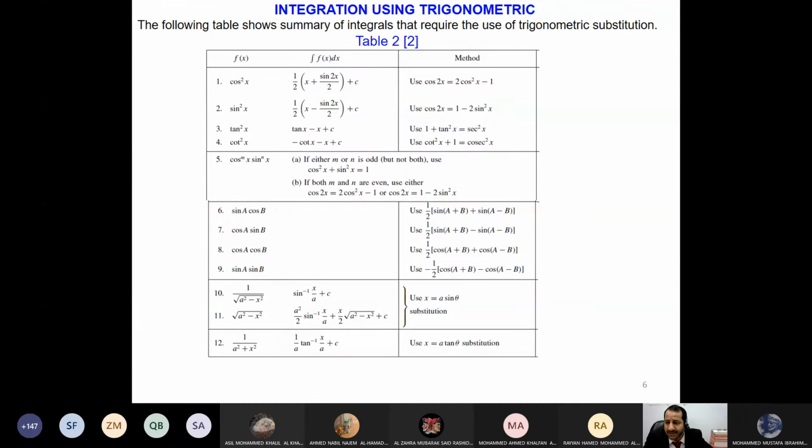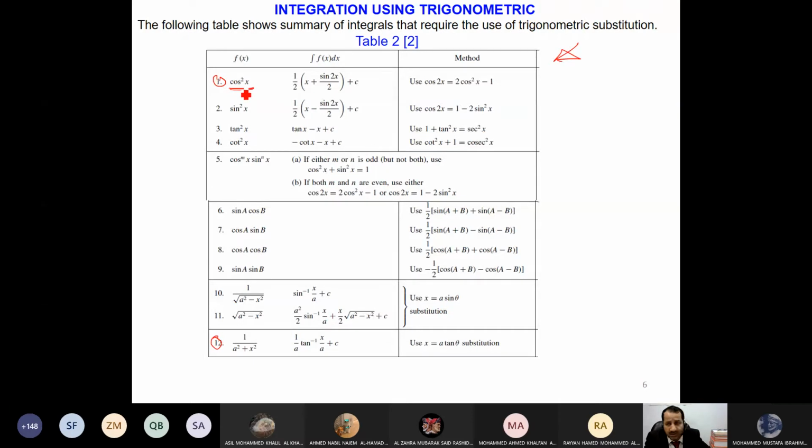The second method is integration using trigonometrics. You are given a table here. This table contains 12 rules, all of them related to trigonometrics. This table tells you that if your function is cosine square x, I know how to integrate cosine x. But cosine square x or cosine to the power 7x is something different.